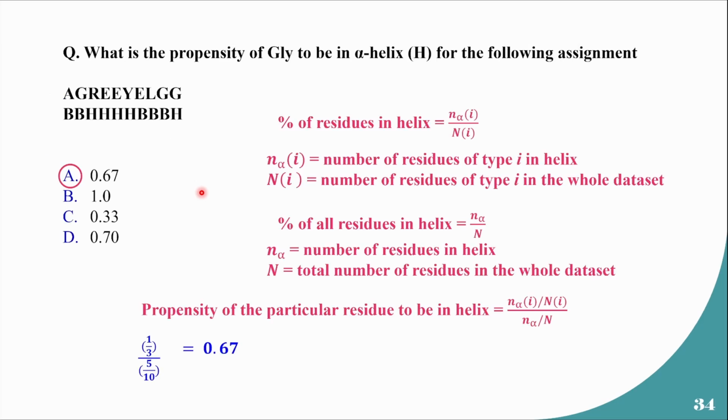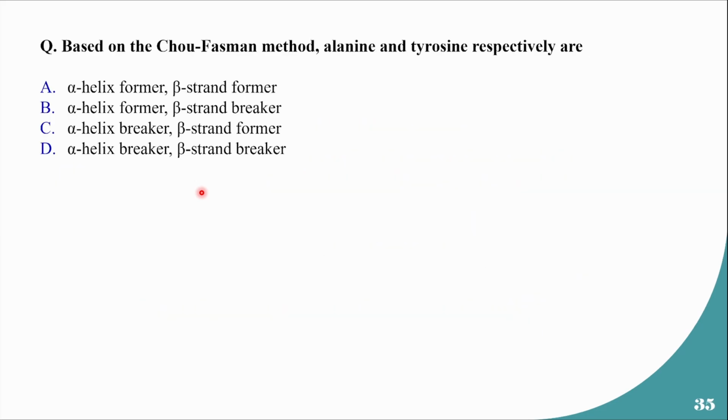Now, based on the propensity values, for example, here you calculated 0.67, you can infer some sort of significance of that, right? There is another method that is called the Chou-Fasman method. I think it was discussed by Professor Bromia, calculating propensities and so on. So alanine and tyrosine can be represented as the best way for which of the following options? Can you mention quickly in the chat if you remember the Chou-Fasman method?